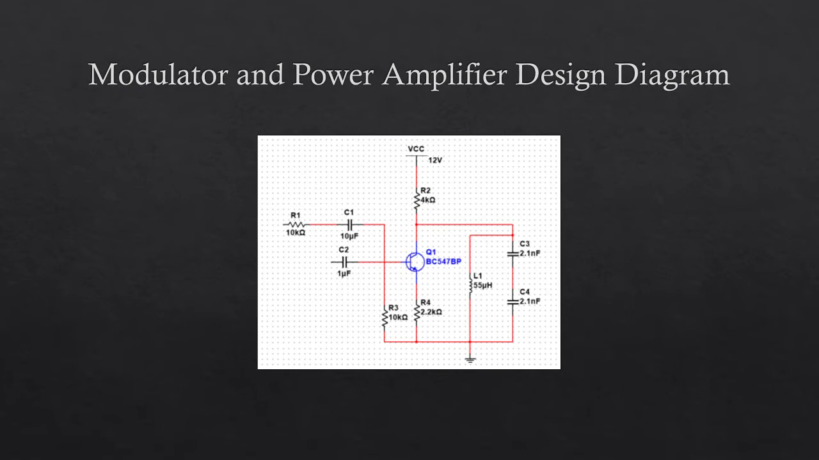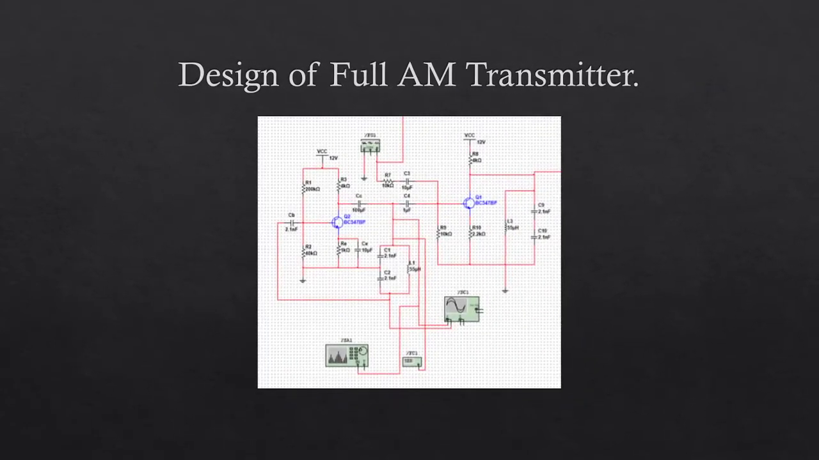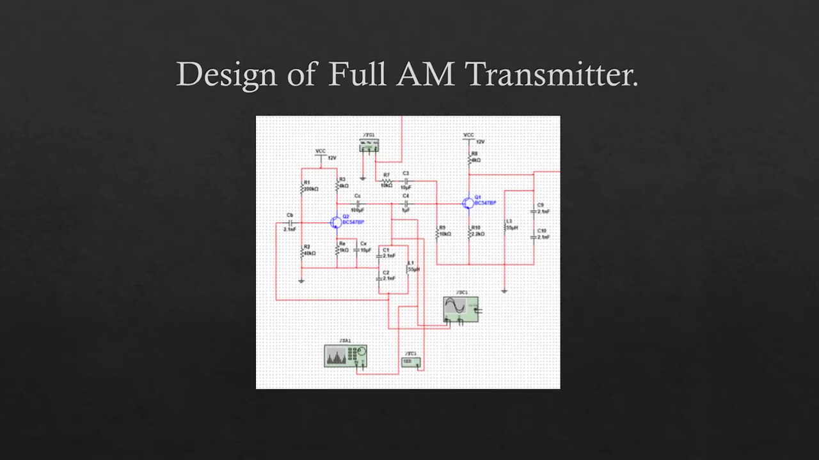So the theoretical maximum efficiency of a Class C amplifier is around 90%. With that being said, this enhances efficiency to a significant amount, but it also causes a lot of distortion. Due to significant levels of distortion, Class C designs are not employed in audio applications. So this is the design of a full AM transmitter.